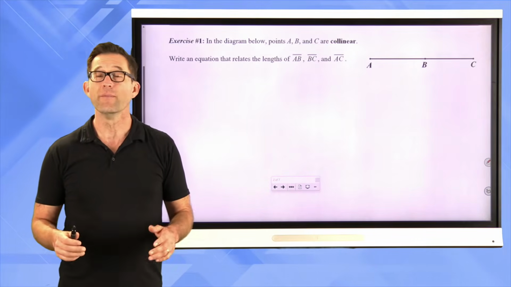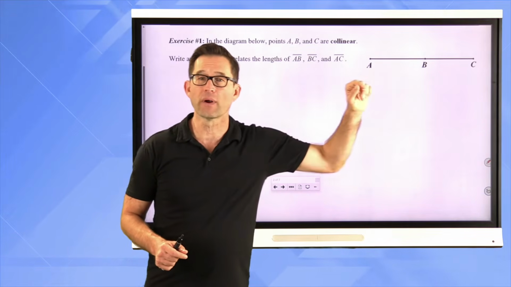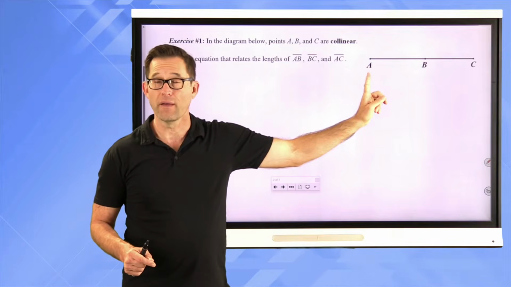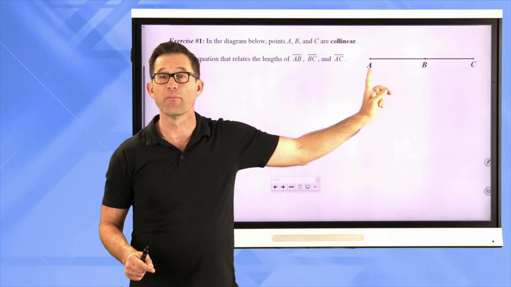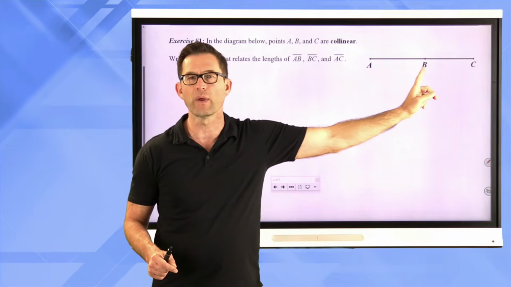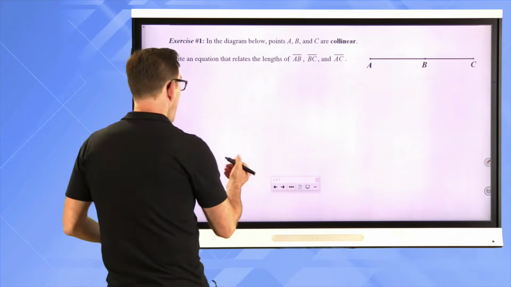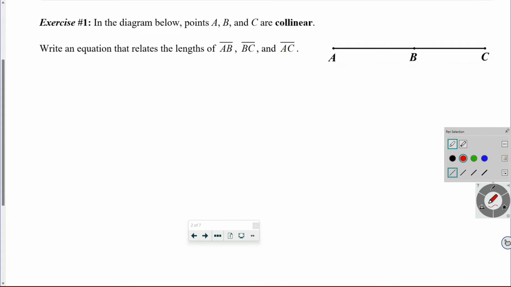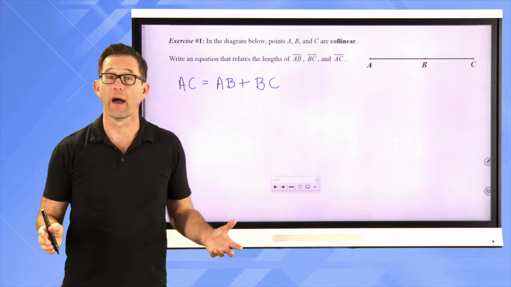All right, let's go through it. Now, this is probably pretty obvious. If we have 3 points that lie in a straight line, then the distance from point A, the starting point, to point C, the ending point, is equal to the distance from point A to point B, which is just some point in between, plus the distance from point B to point C. So in other words, I can say that AC is equal to AB plus BC. That is always true if the 3 points lie in a straight line segment.